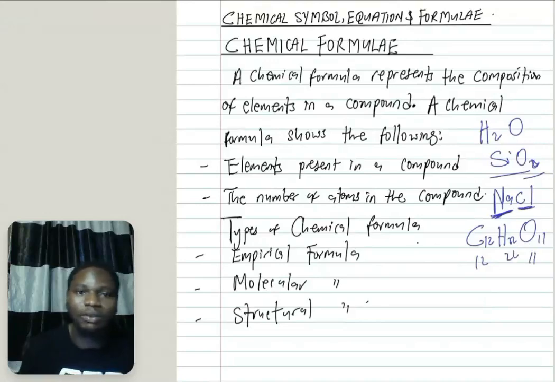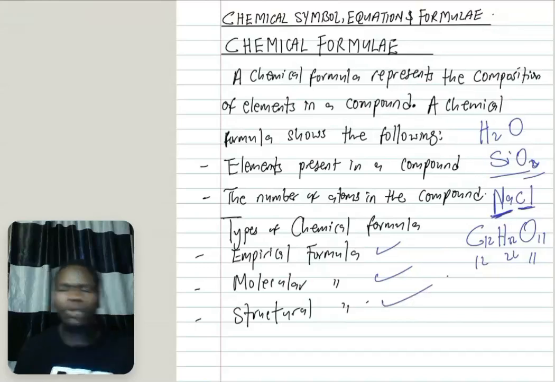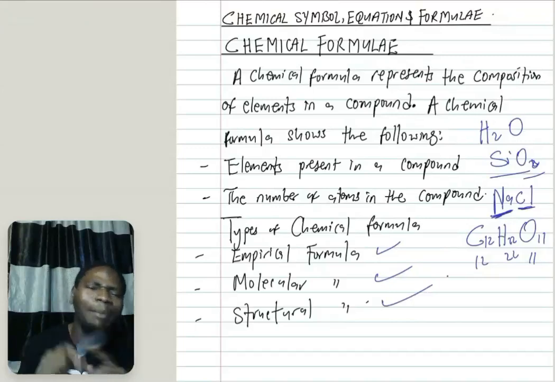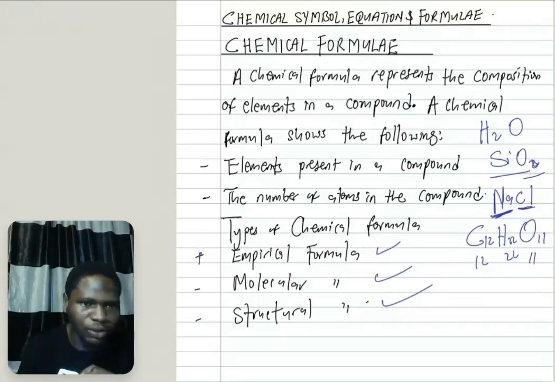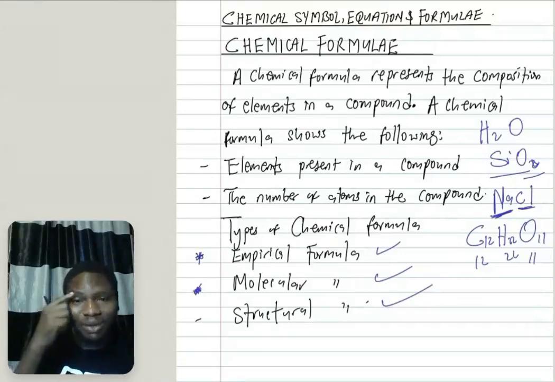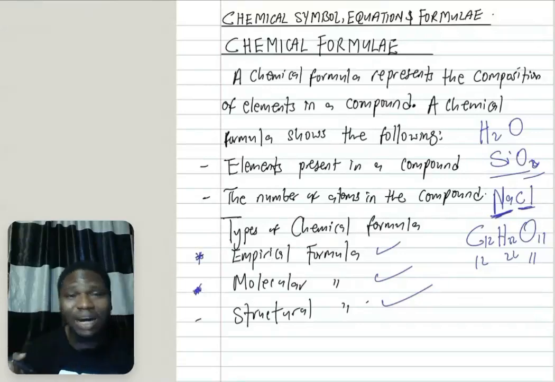Now, what are the types of chemical formula we have? We have the empirical formula, molecular formula and structural formula. We'll learn about these in detail in our subsequent classes. But you can't know about empirical formula and molecular formula without knowing how to write chemical formula for different compounds.